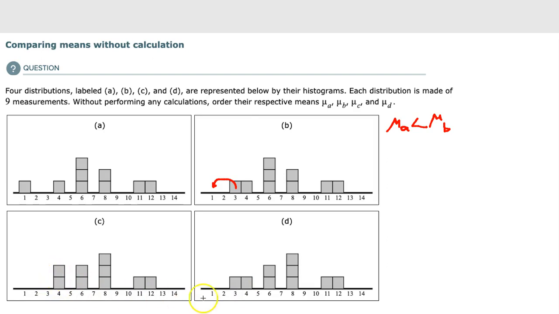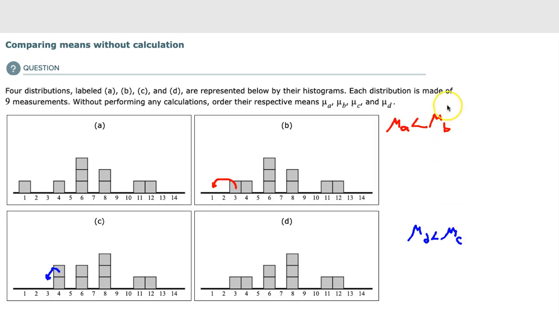But if I compare it to D, instead of having 4 stacked 2 high, one of them is moved down here and placed at 3. So the one that's moved down and placed at 3 has to be the smaller one. So D must be the smaller one. So I would say that the mean of D is less than the mean of C.